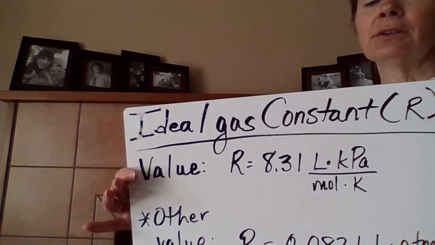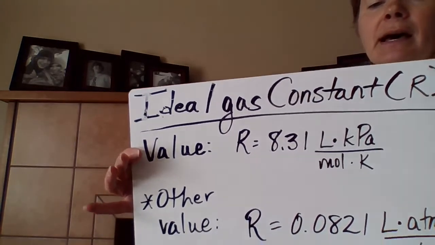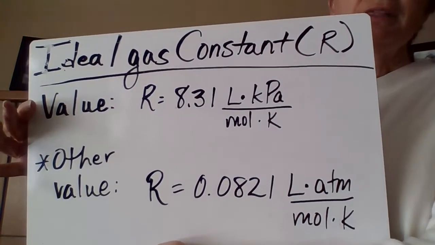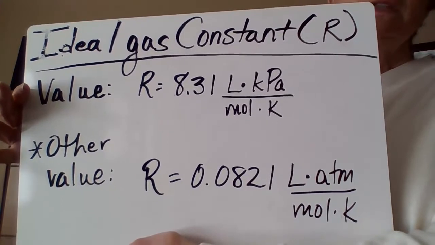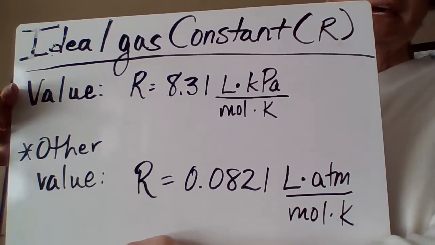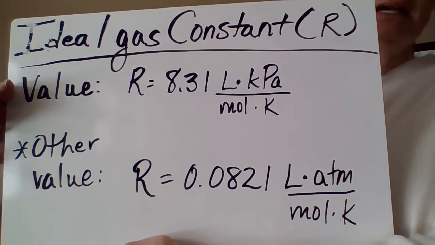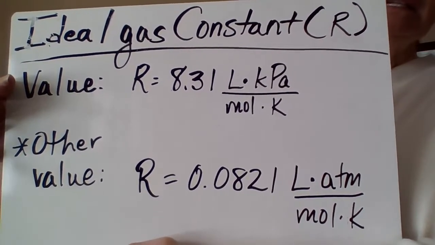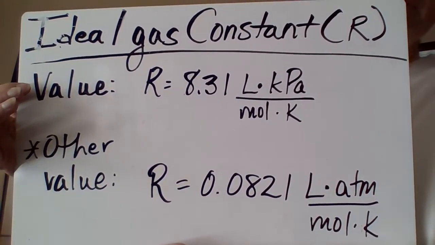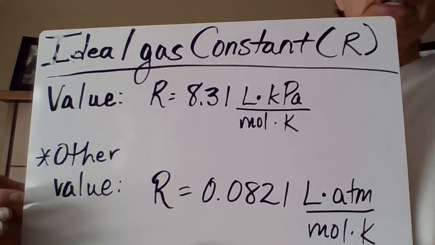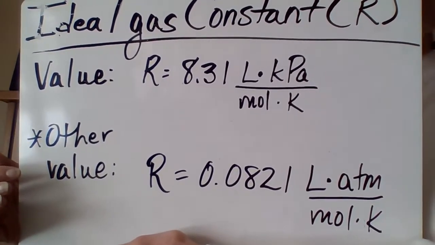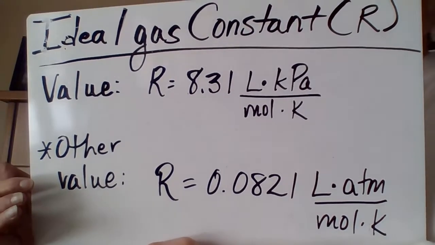There's another value that you'll use just about as often. That value is on the bottom here, and this is found on the back of your Plainsman periodic table. And that is R equals 0.0821 liters times atmosphere per mole Kelvin. You can see that the difference in these, besides numerically, is in the pressure units. The top one uses kilopascals and the bottom one uses atmospheres.